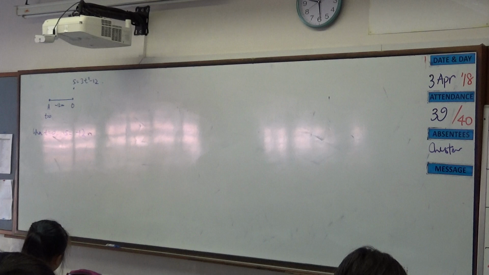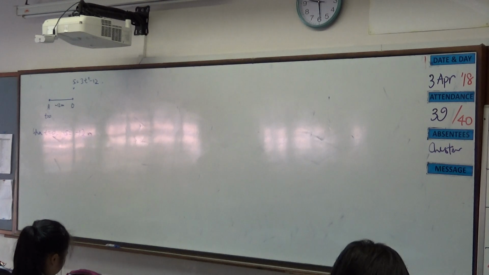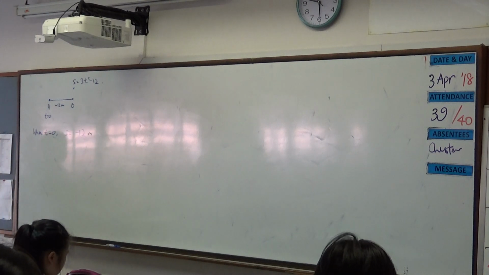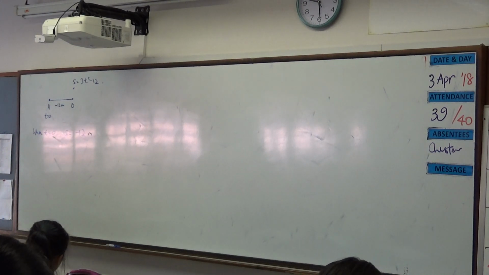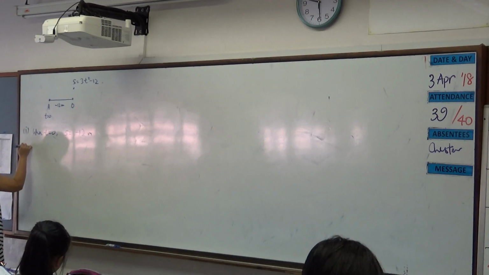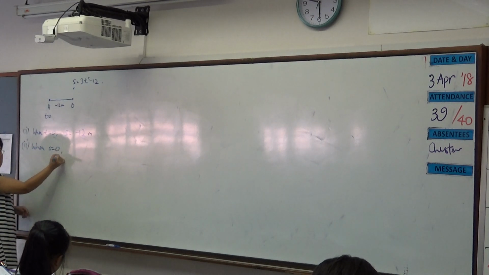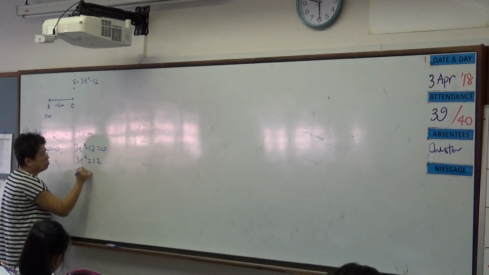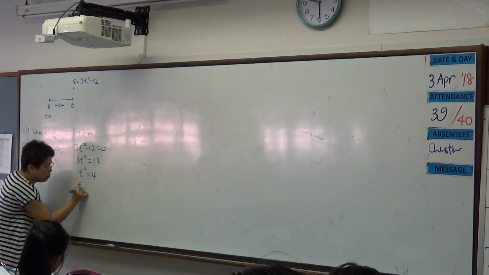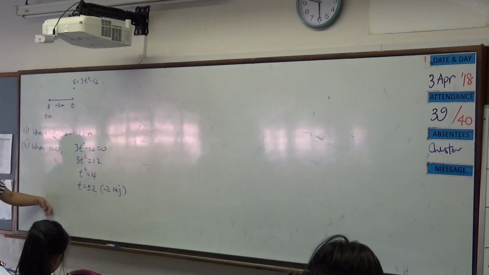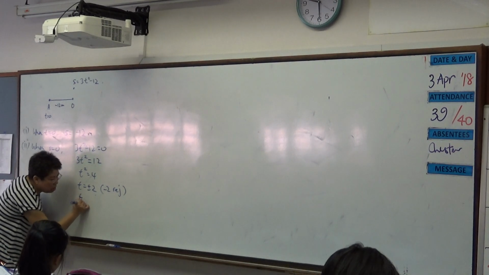Find the velocity of P when it passes O. Now, when it passes O, what do you think is the displacement? 0, right? Because this one starts from here, and this one starts from here. So, this is part 1. Part 2. When S is 0, what will happen? 3t squared minus 12 equals 0. 3t squared equals 12, t squared equals 4, right? t will be what? Plus or minus 2. Negative 2 is rejected, right? Why? Because t cannot be negative. t is time. So t equals 2.